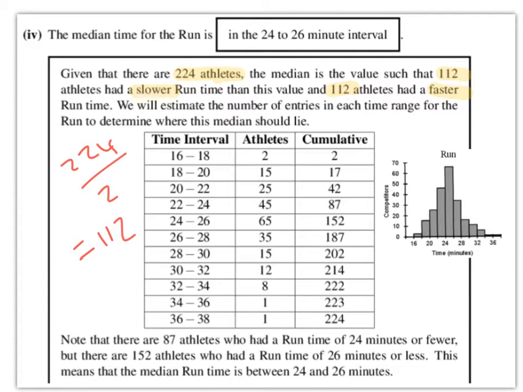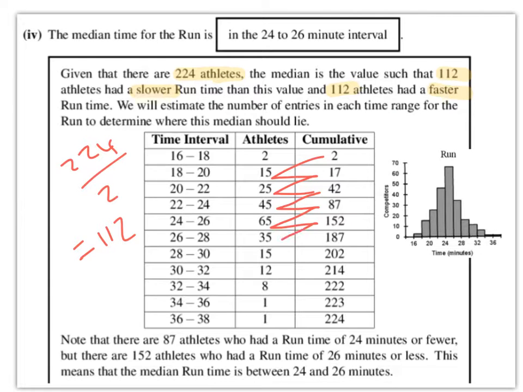So now what we have to do is get the cumulative values. So we start with 2, and then we just write 2 in the very first box, and then we add on the next number of athletes, which is 15. So 2 plus 15 is 17. Then we add on the next number of athletes, which is 25. So 17 plus 25 is 42. And then we add on the next number of athletes, so 42 plus 45 is 87. And then 87 plus 65 is 152.